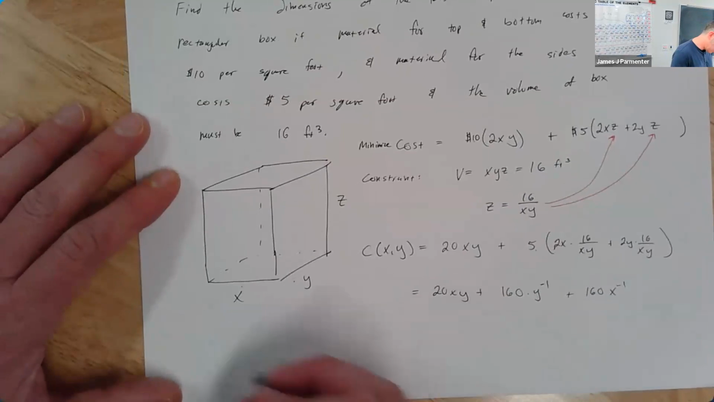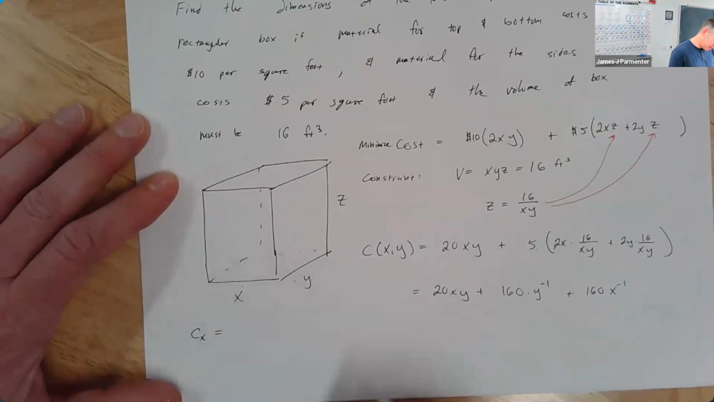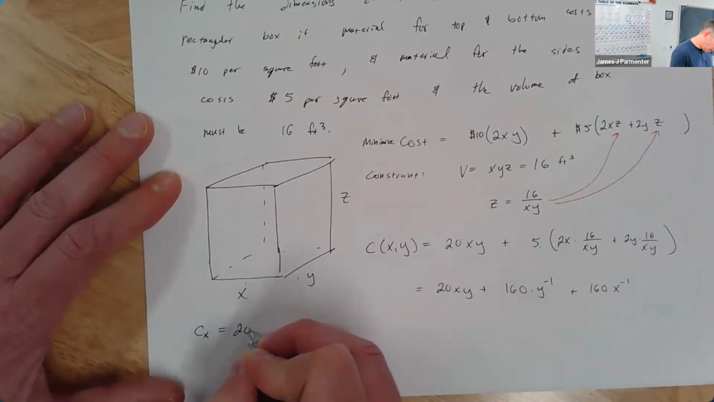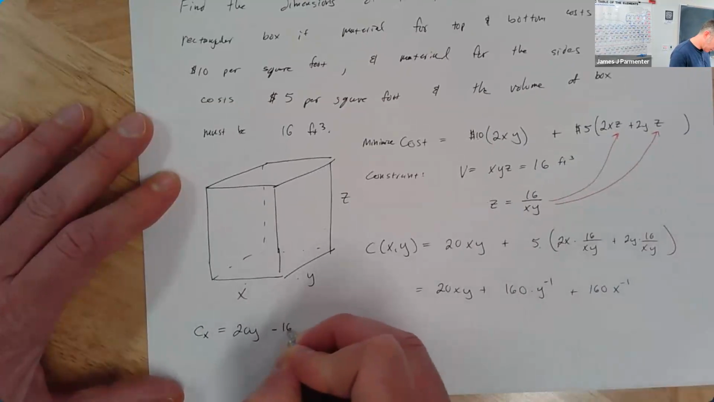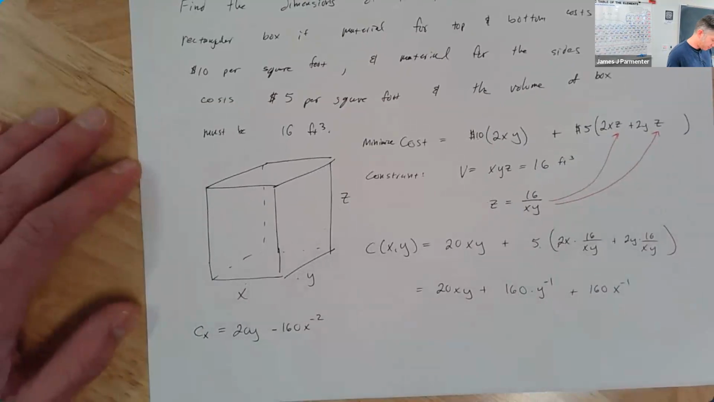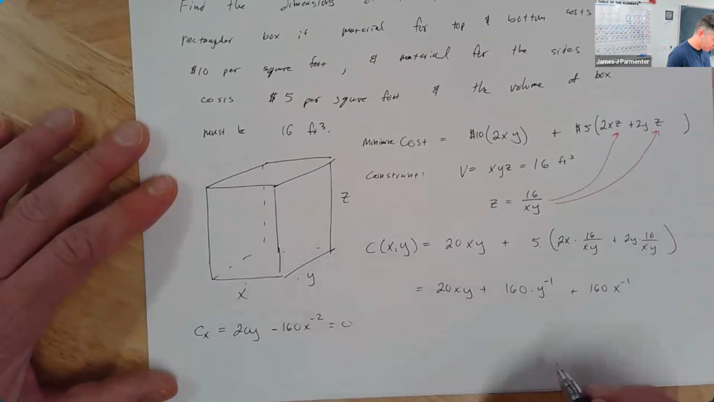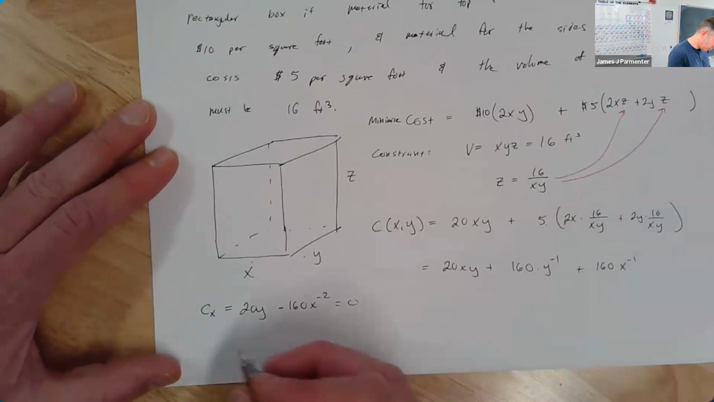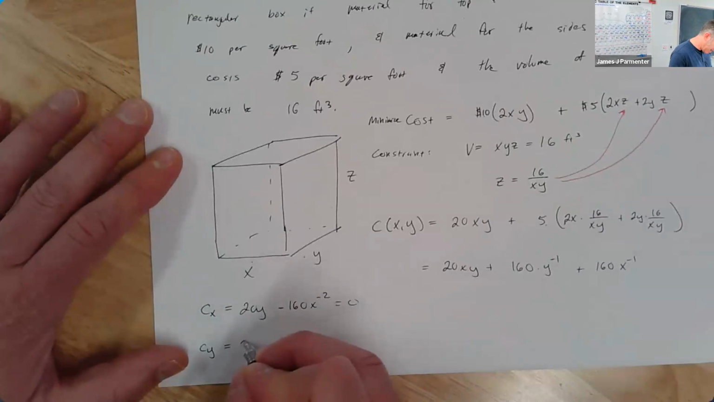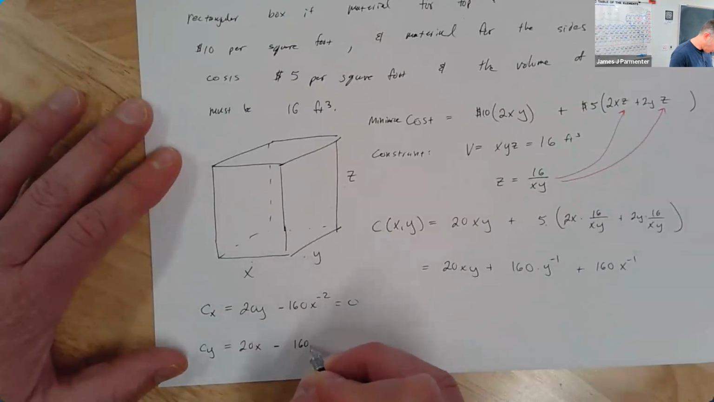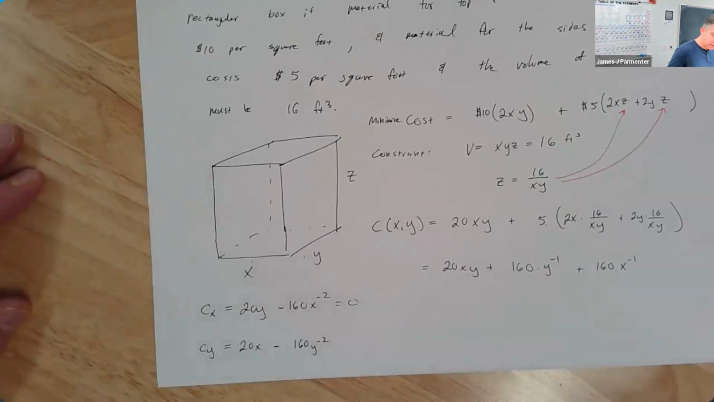So let's take our partials. Our first partial with respect to x is going to be 20y. That's going to be 0, and you're going to get minus 160 x to the negative second equal to 0. And very similarly, the partial with respect to y is going to be essentially the mirror image of that. It's going to be 20x minus 160 y to the negative second, sorry.